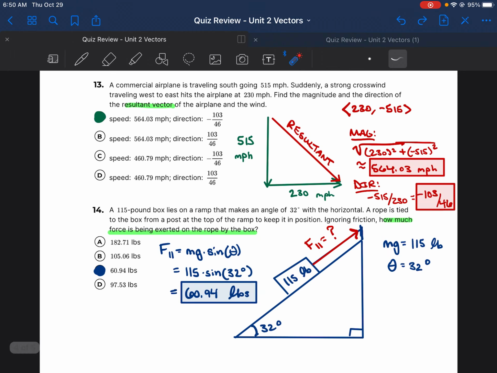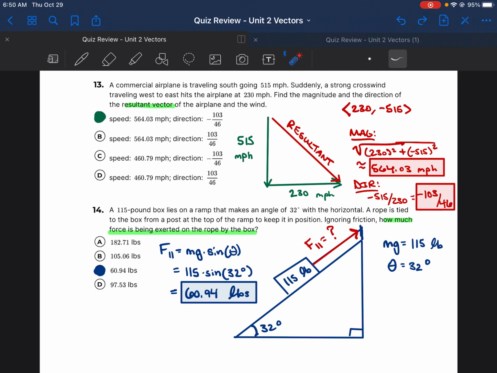In problem number 14, we have a 115-pound box on a ramp that makes an angle of 32 degrees. So I'm going to go ahead and set up my picture here. We have our inclined plane. We have the 90-degree angle. We have the angle of incline, 32 degrees. And we know that the weight of the object is 115 pounds.